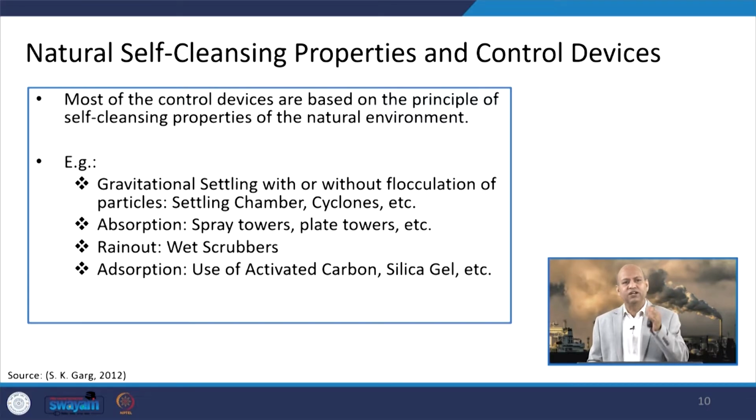So, like gravitational settling with or without flocculation of particles, which is used in settling chambers or cyclones. In cyclones basically we allow the gas to pass in a round manner with centrifugal force, and then particles are removed when they strike the surface. Absorption, like spray towers or plate towers, they are used for this absorption phenomenon. Rain out, like wet scrubbers, and then adsorption using activated carbon or silica gel. So, they use this principle of adsorption. So, that way you can see in this list that all these natural principles are being used to devise some sort of equipment for reducing or capturing the pollutants from several sources.